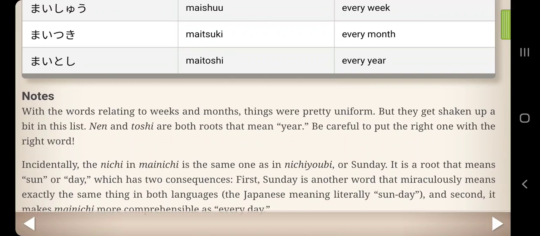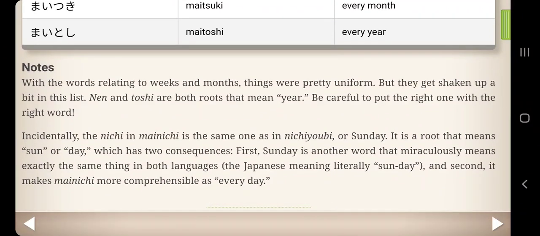But the words relating to weeks and months were pretty uniform. They get shaken up a bit in this list. Nen and toshi are both roots that mean year. Be careful to put the right one with the right words.